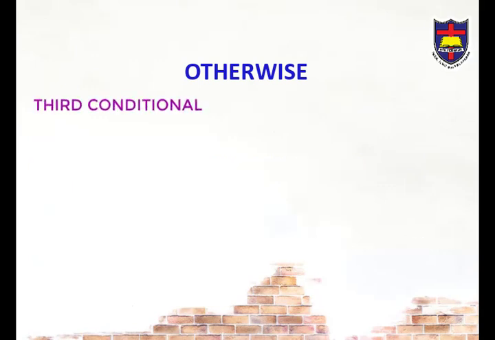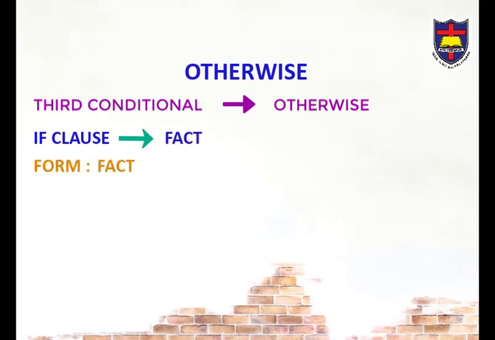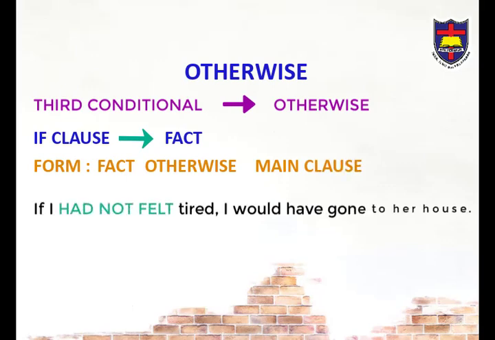To change the if clause of the third conditional using otherwise is the same as the second conditional. You have to change the if clause to fact. Then, use otherwise as the conjunction. Finally, use the main clause. Here's an example. If I had not felt tired, I would have gone to her house. The third conditional is called the past conditional. It means the fact of the if clause is in the past form.